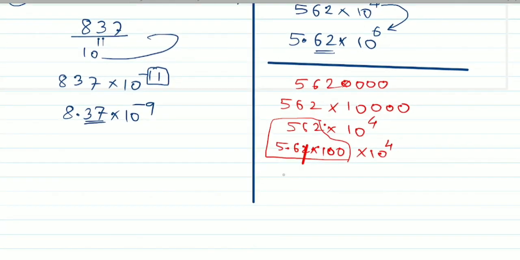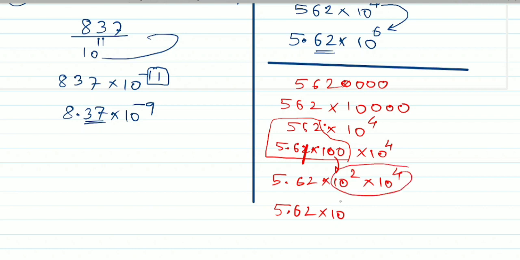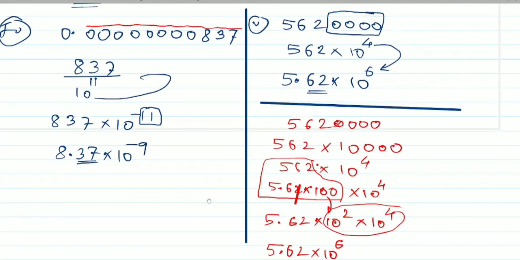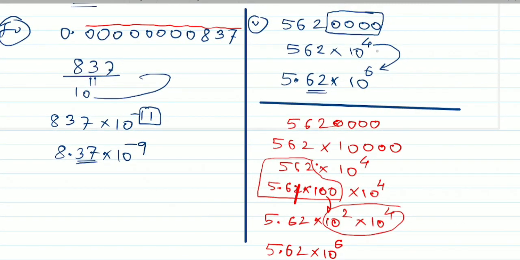So this becomes 5.62 into 10 square. 100 is nothing but 10 square into 10 raised to power 4. Now as the base is same, we are going to add the powers here. So it becomes 10 raised to power 6. But instead of doing all these steps, just remember a simple thing.